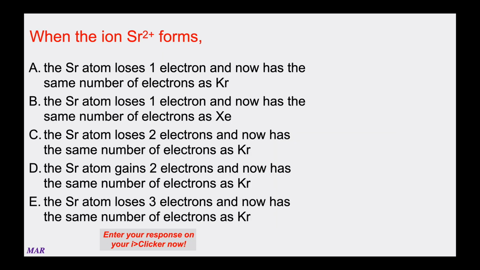When the ion strontium 2+ forms, then there's 5 different statements, and one of those statements is correct and the other 4 are incorrect. See if you can figure out which of those statements is correct. Pause the video, and when you're ready to hear the answer, then unpause it and we'll talk about it.